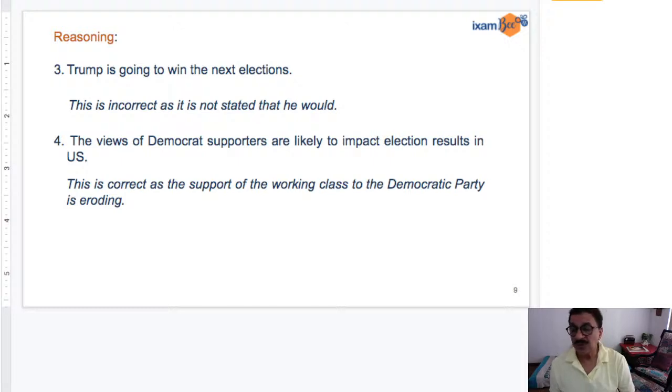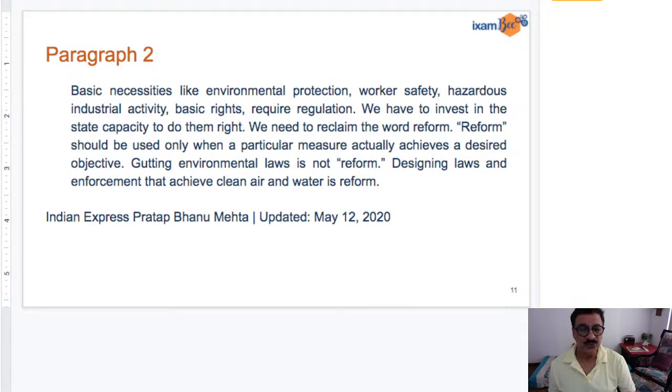Okay, so now we have some more time. So I will take one more para. Let's do one more para to give you a better feel of the same thing that we are doing. We'll take one more example. This is para 2. Now please, I read it for you first, and then you can read along with me if you want to. Basic necessities like environmental protection, worker safety, hazardous industrial activity, basic rights require regulation.